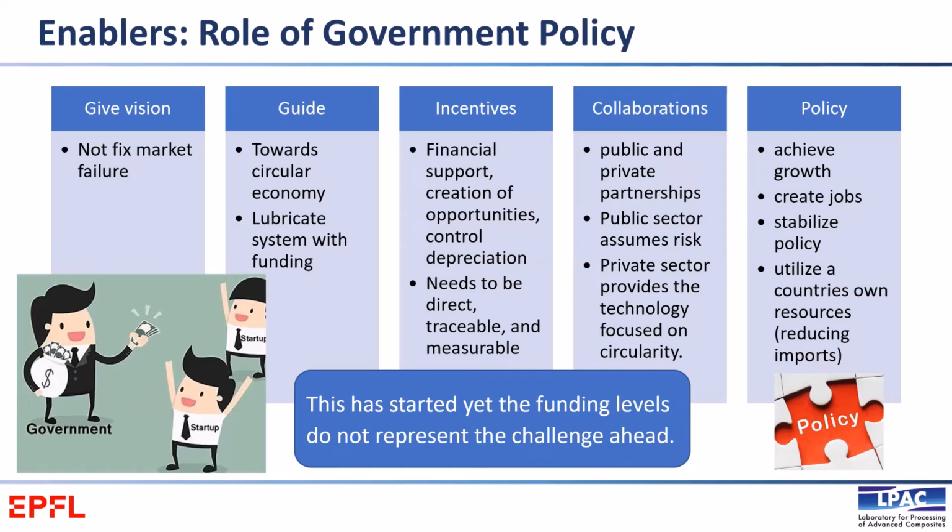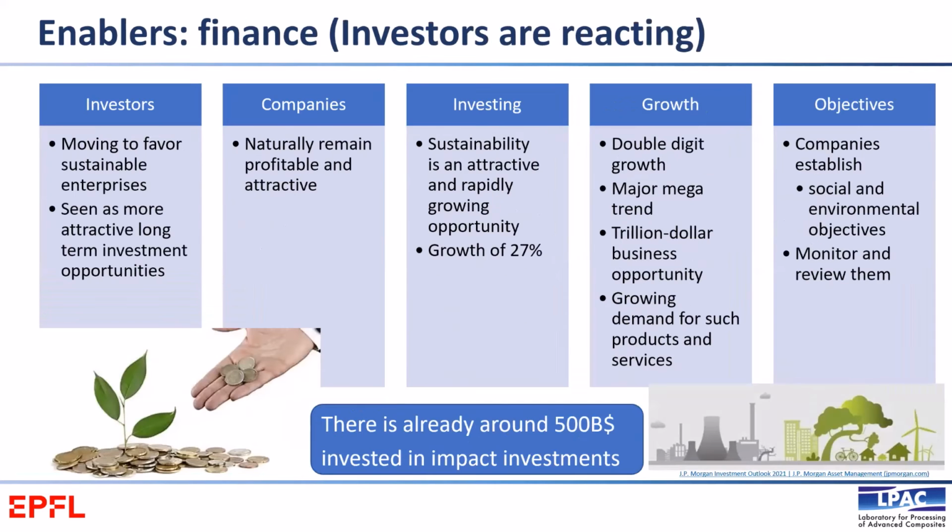Governments can take the financial risk, whereas the private sector provides the technology, okay? And that happens a lot in other economies. Look at South Korea, the government invested hugely in technology, okay? Try and achieve growth still, create jobs, you need a stable policy. So this has started, but the funding levels are not yet what McKinsey said, it's 7.5% GDP. It needs to go up. Governments need to invest more.